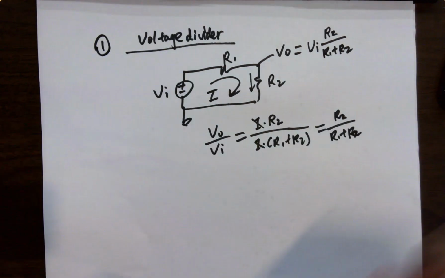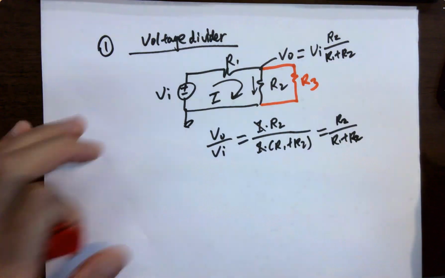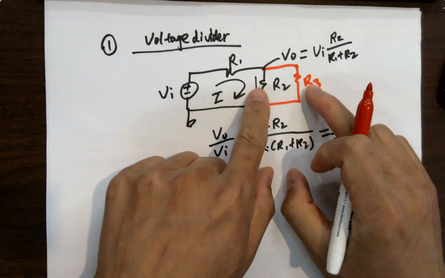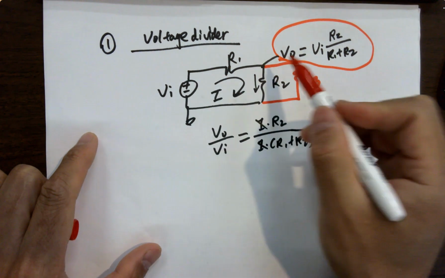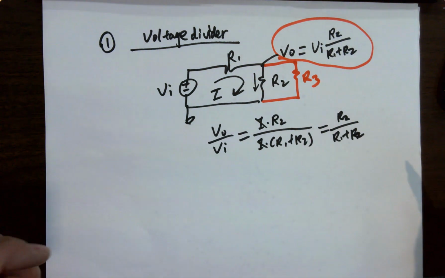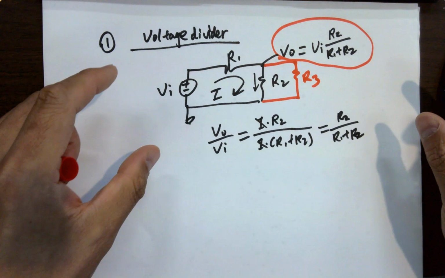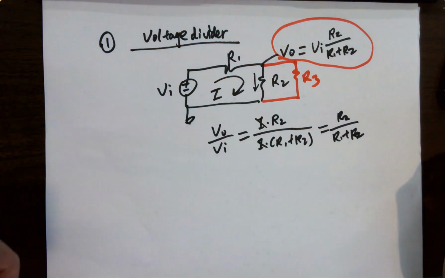And I gave you guys one example, I think last week. If I have R3 here, I got two parallel resistors. Can I still write down the voltage divider equation like this? VO equals VI times R2 over R1 plus R2. Sometimes you'll see a more complicated resistor network. Can you still simplify the results like this?